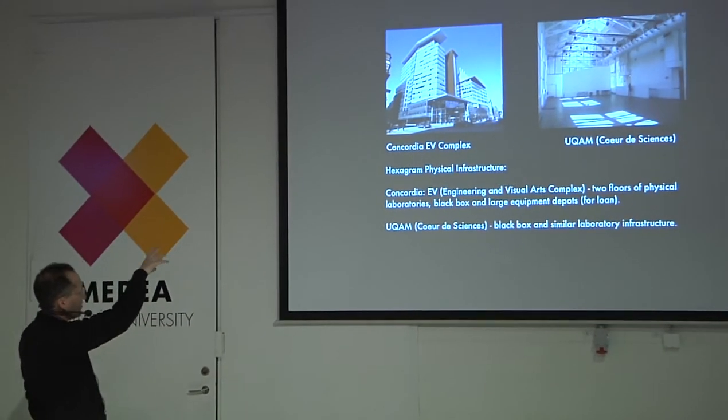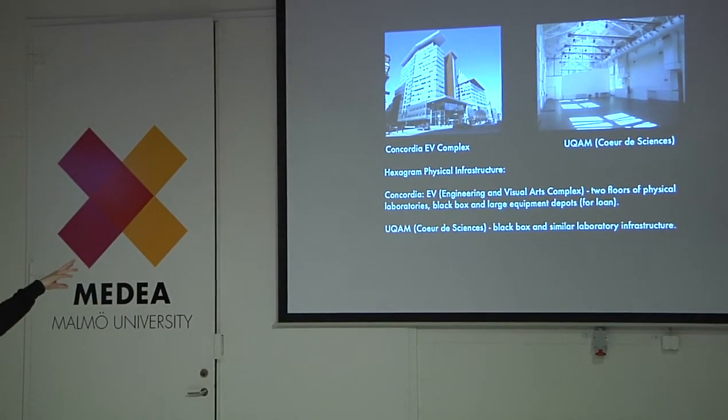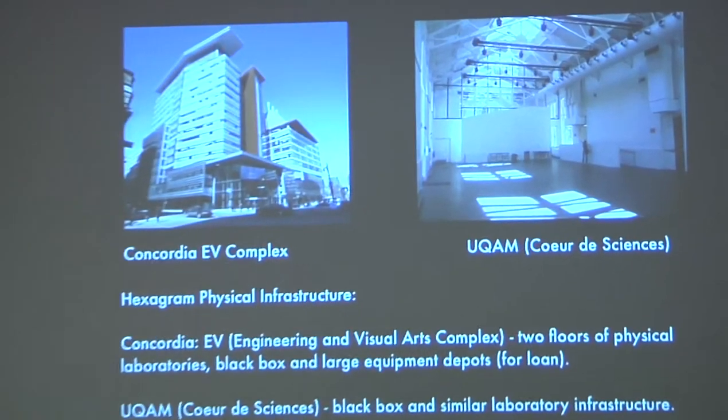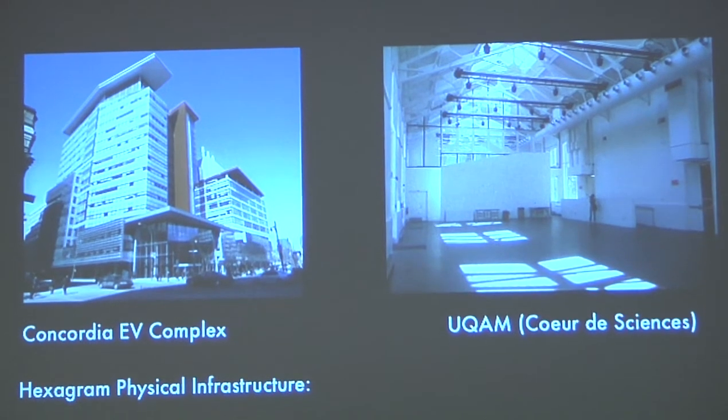This is downtown Montreal. And then on the right, you have Côte de Sciences at UQAM. Concordia actually took some of this infrastructure money and built 3 floors additionally onto this new computer science and fine arts building. So that infrastructure money supported actual capital in the building process itself, and basically built 2 floors of laboratories, equipment depots, black box for research, and so on.